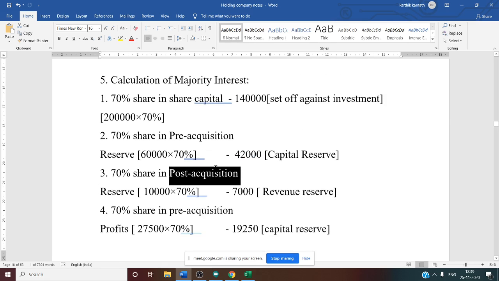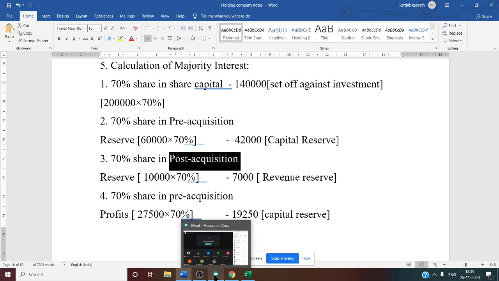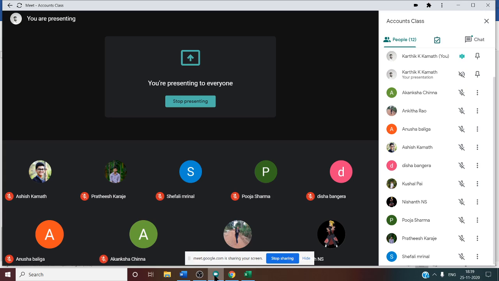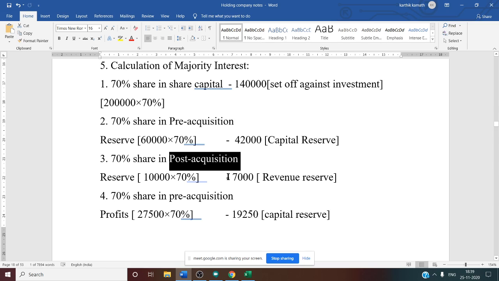Next, the fourth point under majority interest is share in pre-acquisition profit. Here, 5 points are common for every problem: share in share capital, share in pre-acquisition reserve, share in pre-acquisition profit, share in post-acquisition reserve, and share in post-acquisition profit. That means a total of 5 points will be there for every problem, unless there is no post reserve or no pre-reserve, in which case the points will be fewer. Otherwise, you will get 5 to 6 points under majority interest.